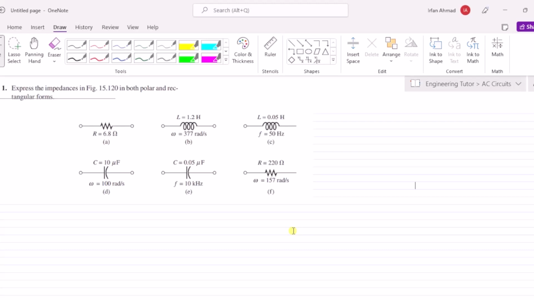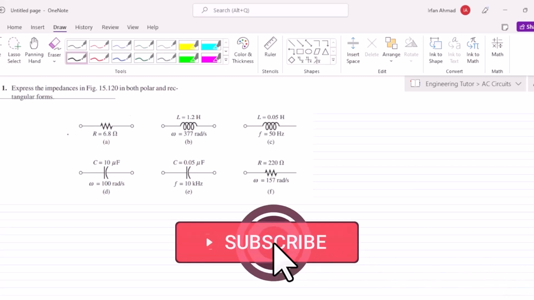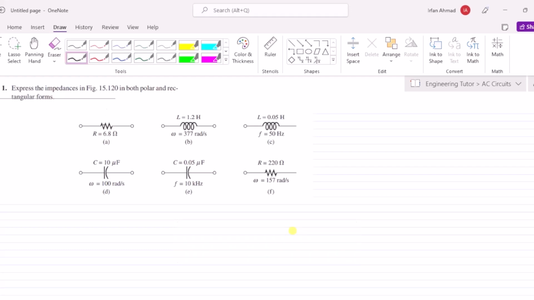Hello guys. So this is our first question of the AC electric circuit analysis, and here we are asked to find the impedances of figure 15.120 in both polar and rectangular forms. Okay, so these impedances are given here. So what is basically the impedance?